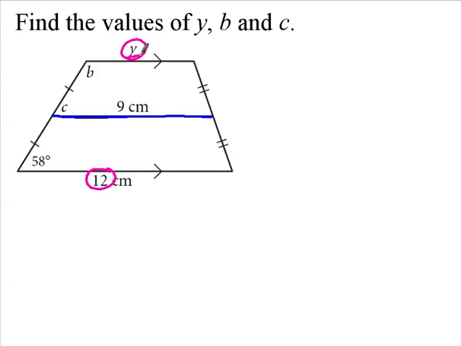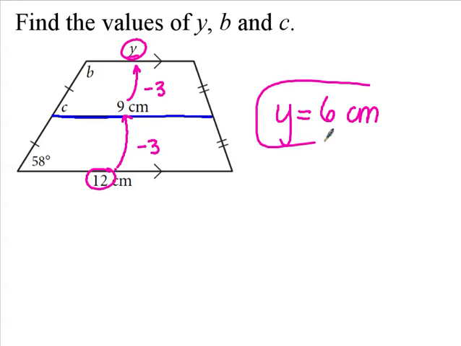So there's two ways to do this. One, I could write a formula out, and I could solve the formula and go from there, or I could just look and see, from 12 to 9, what do you do? Subtract 3. So to go to y, I'm going to have to subtract 3. Right? So what does y have to equal? 6 centimeters. There you go. Don't forget your label. Okay, let's look at angles now.